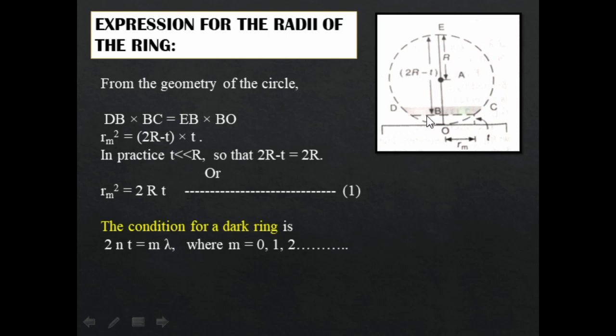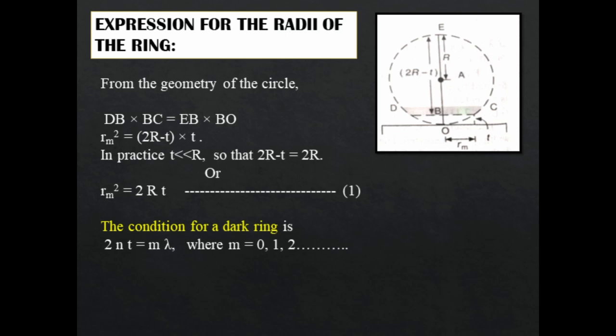DB into BC will be r_m squared, and EB into BO will be (2R minus T) into T. Here the thickness T will be very small compared to the radius of curvature, so we can neglect it. T is small, so 2R minus T becomes 2R. From that we can find the radius for a dark ring.